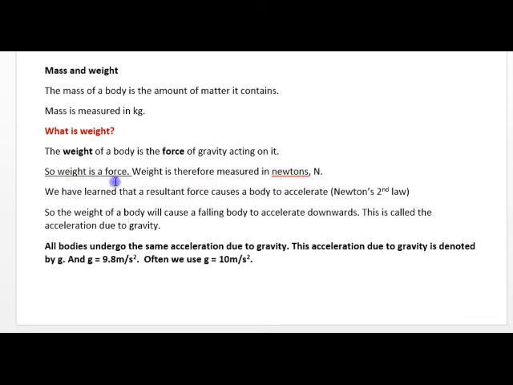So, weight is a force. It is a force of gravity. Since it is a force, we measure it in newtons. Now, we learned that a resultant force causes a body to accelerate. So, the weight of a body will cause a body to accelerate.